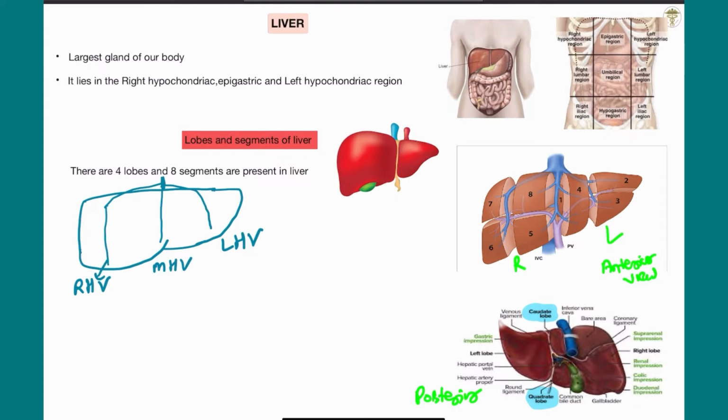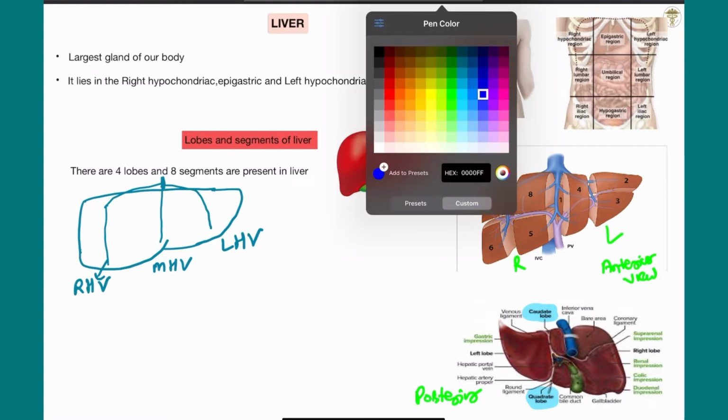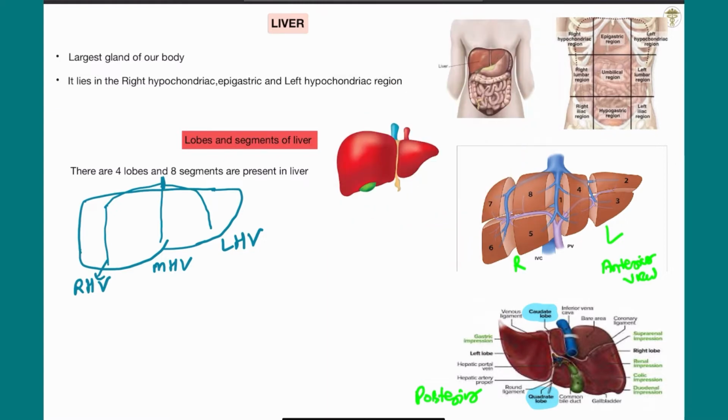Also, one portal vein is present. I will also show this. This is the one portal vein present here. The portal vein comes like this, and this portal vein present in the liver divides the liver into the 8 segments. You see this in the 8 segments of the liver.